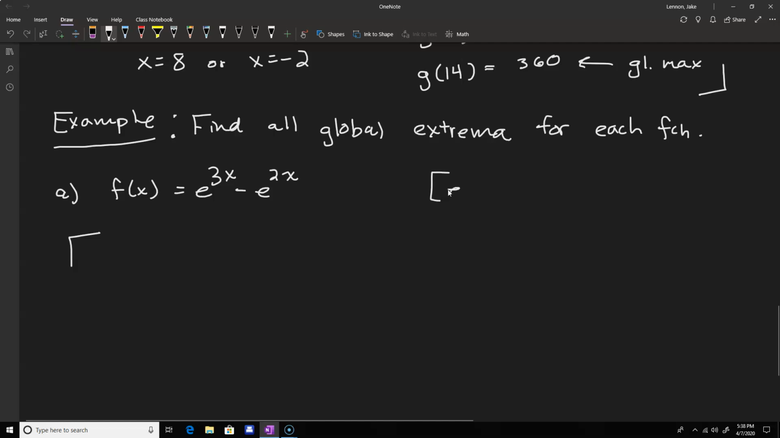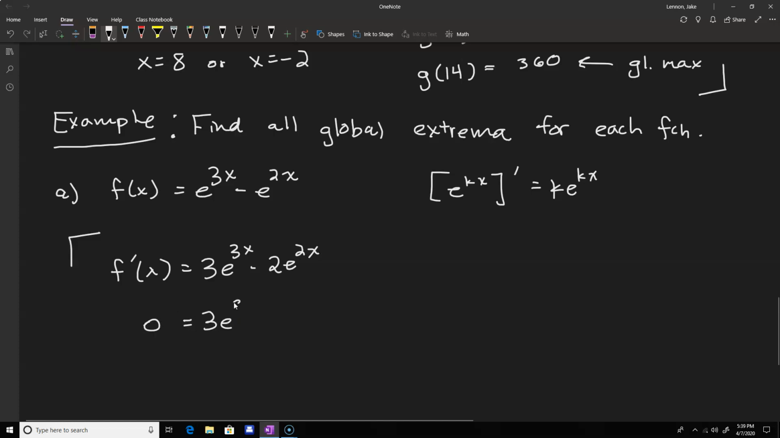The derivative of e to some constant times x, if you take the derivative, that's just k e to the kx, where k is a constant and x is your variable. So the derivative here would end up 3e to the 3x minus 2e to the 2x. So we want to set that equal to 0 and solve.